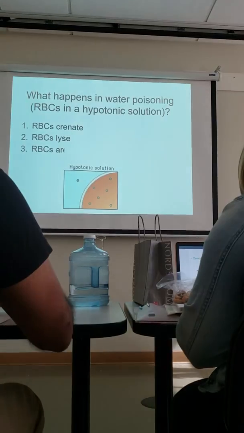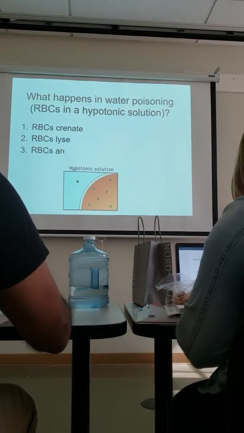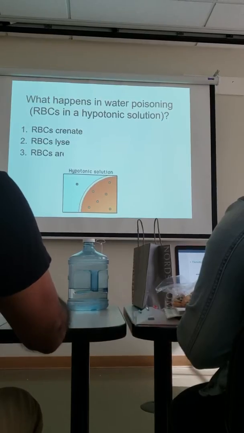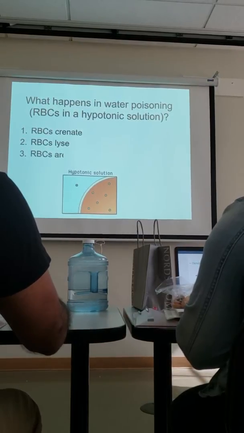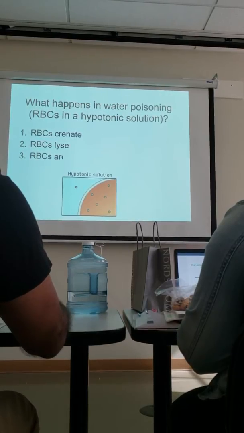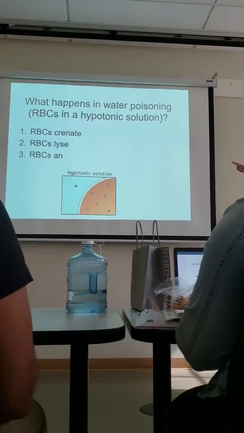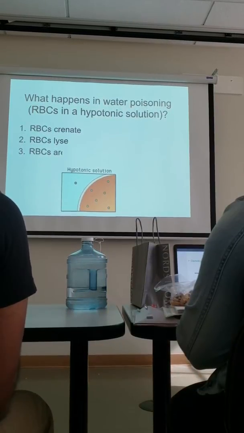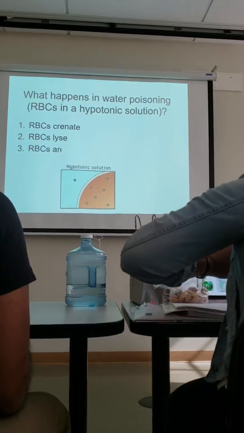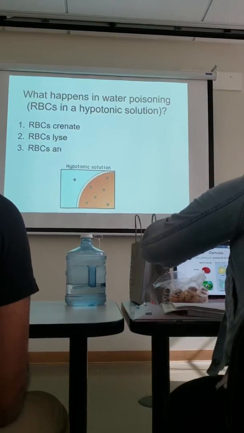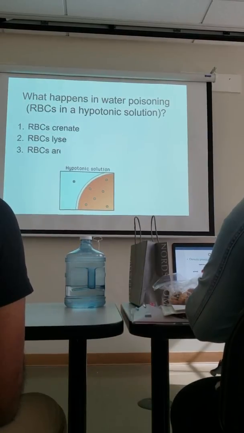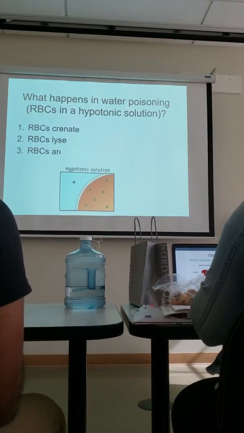So let's go back and review what we did last week, one of the scenarios of water poisoning. So try to recall what happens in water poisoning. In other words, when you put your red blood cell in a hypotonic solution. Did 1, the red blood cells crenate or shrink? 2, did the red blood cells lyse or burst? Or 3, were the red blood cells not affected? They're the same size. What do you think? Was it 1, 2, or 3 for water poisoning?